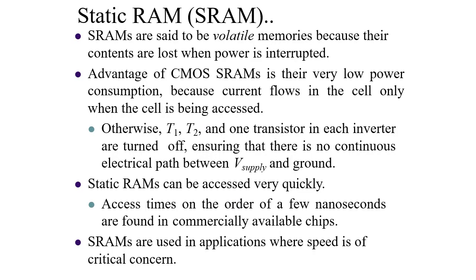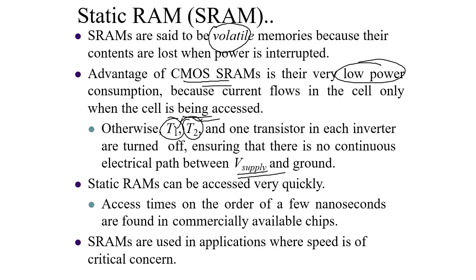The static RAMs are said to be volatile because when the power goes off, the contents are lost. Whatever data is stored in the cells is lost when the power goes off. The advantage of CMOS RAM cell is very low power consumption because the current flows in the cell only when the cell is being accessed. Otherwise, in the previous normal SRAM structure, the T1 and T2 and one transistor in each inverter are turned off, ensuring that there is no continuous electrical path between V supply and ground.